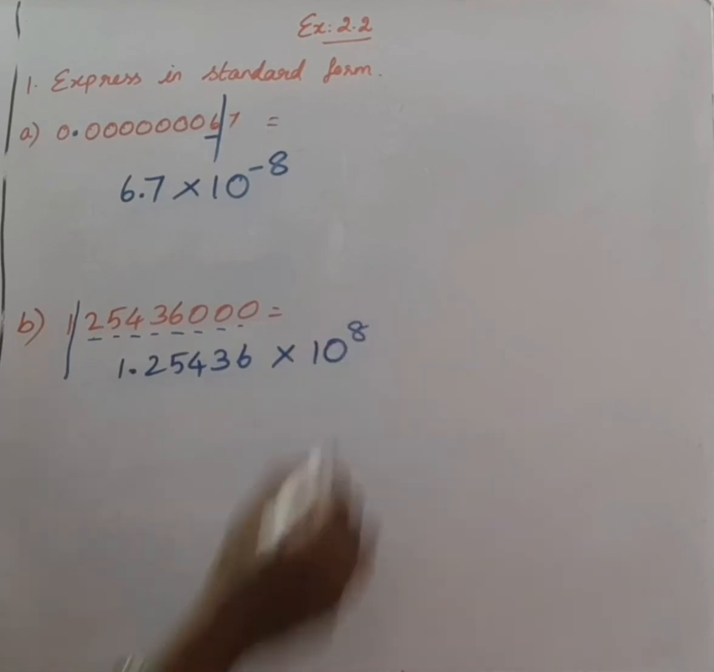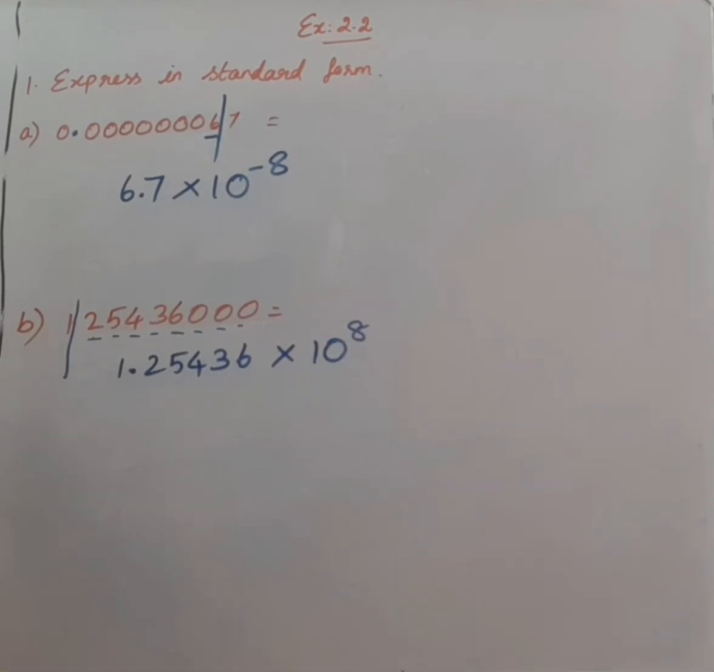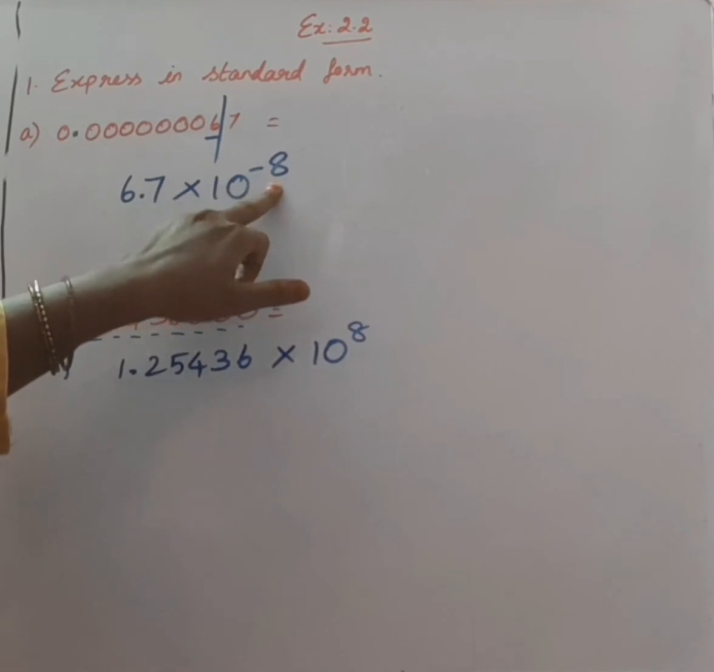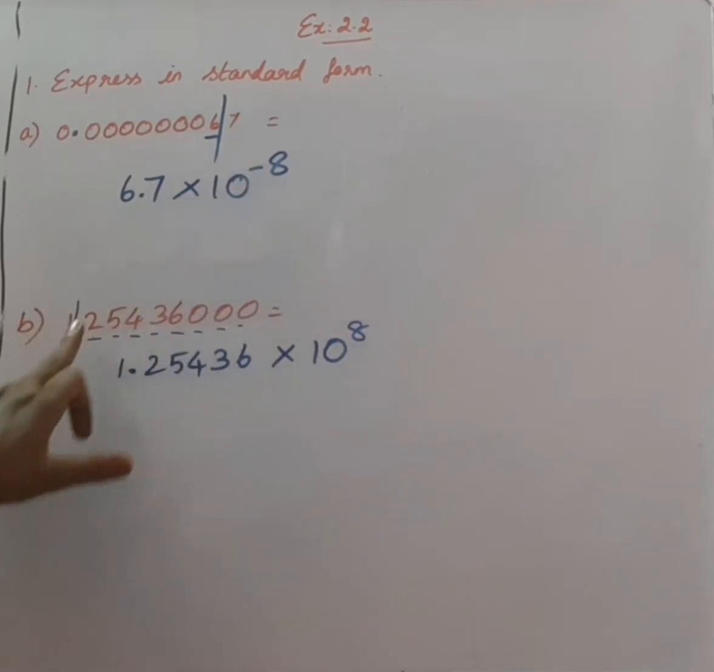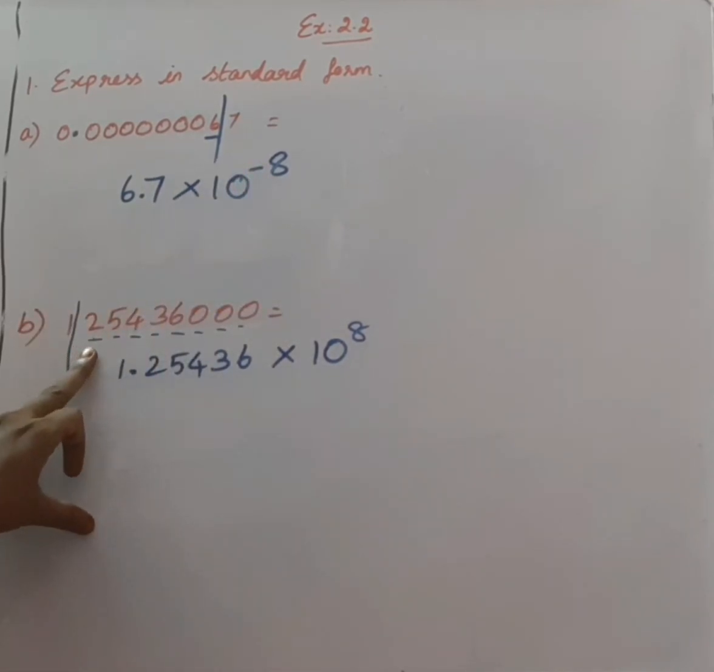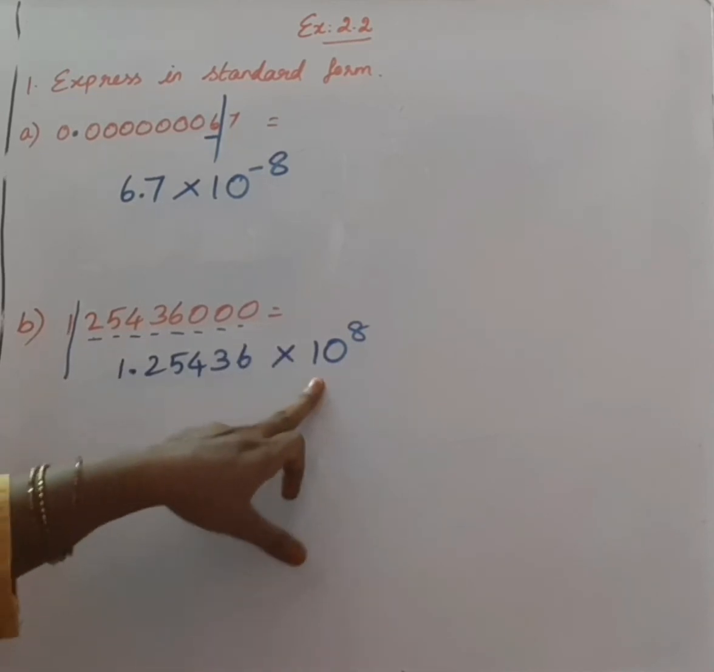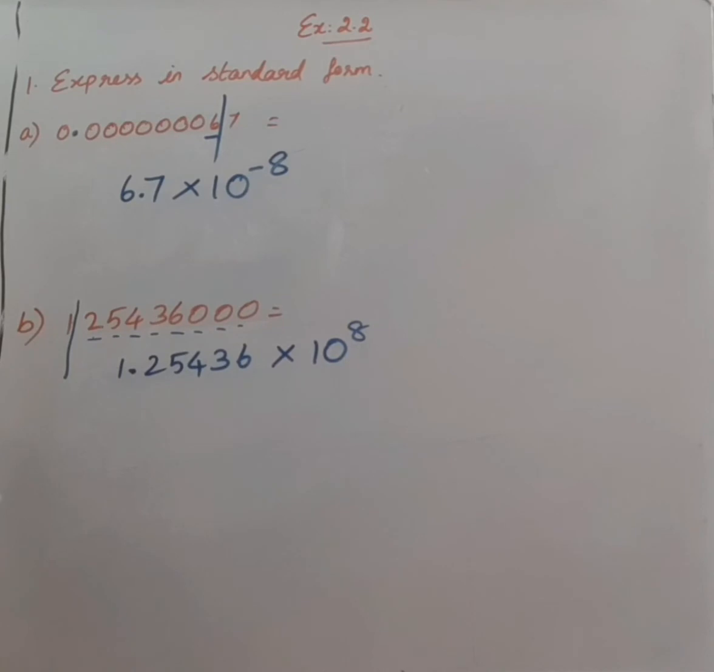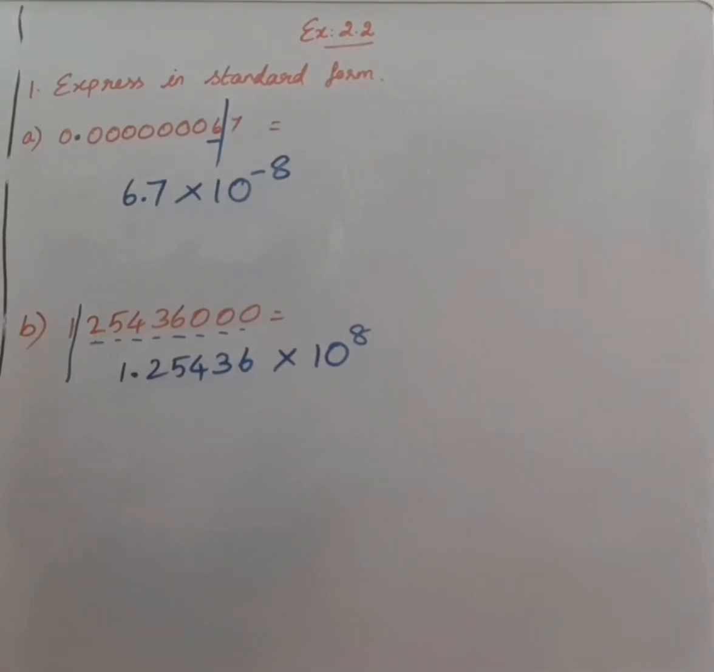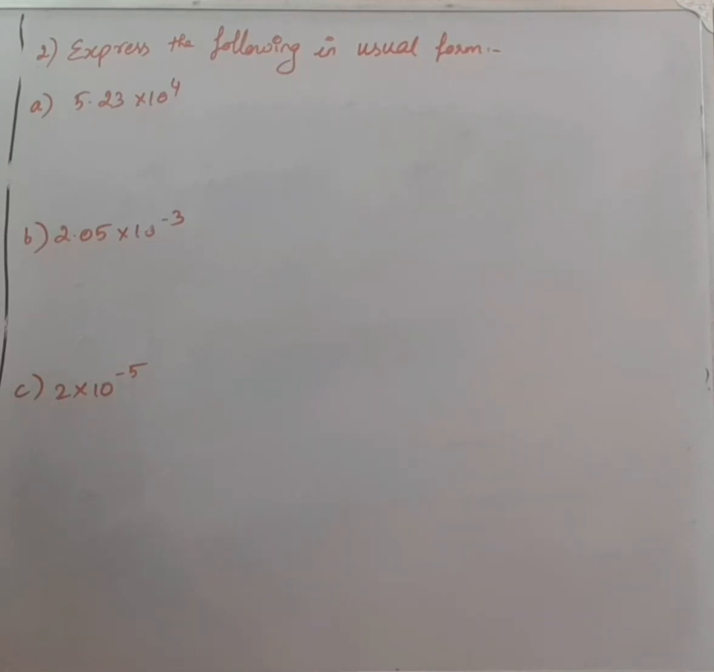So 10 power 8. Again I am repeating, whether we take a number in the decimal place, the 10 power must be negative. If we take a number in the integral place, we want to write the 10 power number as positive. So be clear in this. Let us see the next sum.